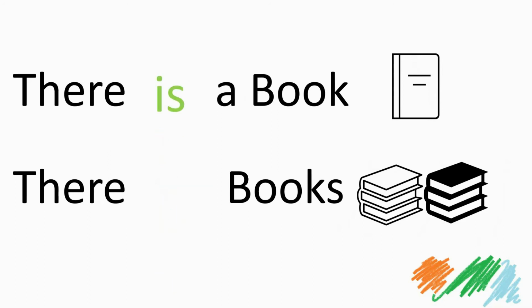There is a book. See, there is 1 book, right? And second line, see, there are 6 books, right?